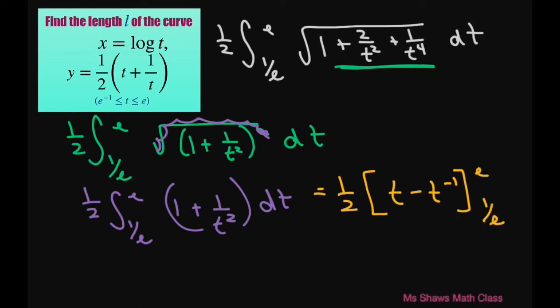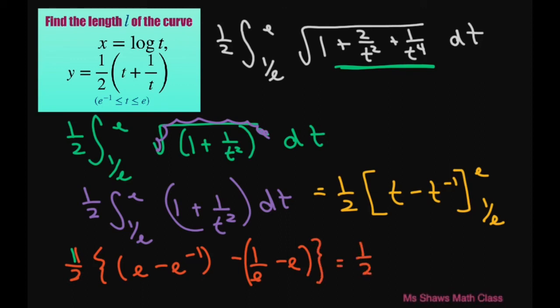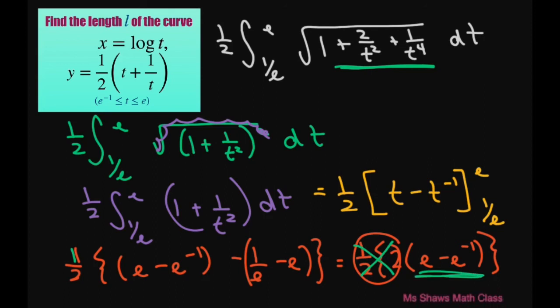So let's see what we get. We're going to get 1/2, and then we're going to have e minus e to the power of -1, then minus 1 divided by e minus e. Let's see what that gives us. This is going to give you 1/2, then we're going to have 2 times e minus e to the power of -1. I just pulled that 2 out. So this gives you 1, that goes away. So basically we're left with that, and you can write this as e minus 1 divided by e. And that would be your final length of the curve.